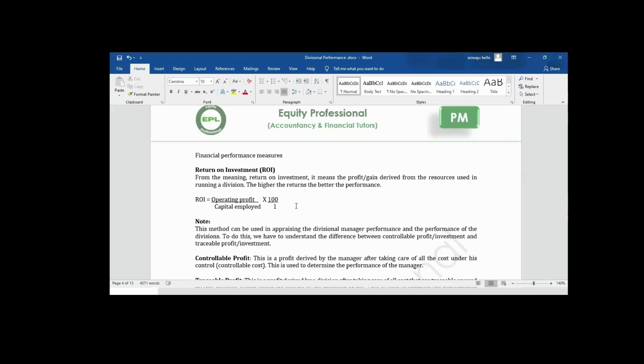Your capital employed can be defined in different ways, but you are going to get the same result. Your capital employed is the total amount of investments in a division. You can calculate this as total assets less current liabilities. All right.